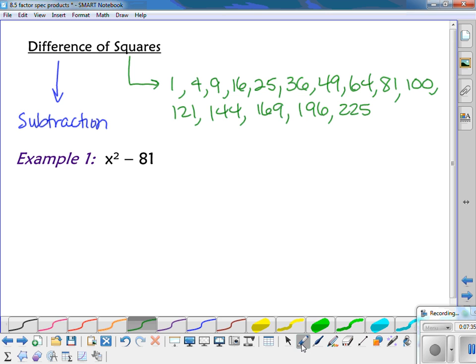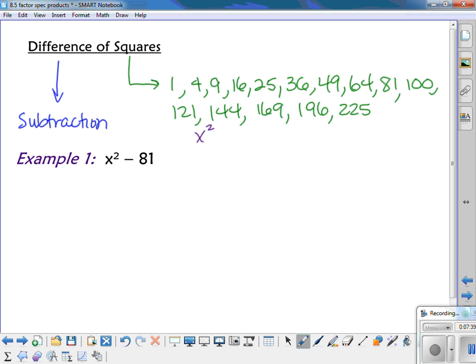And then also, of course, x squared is a perfect square, right? What about x to the 4th? Yeah. X to the 6th. X to the 8th. Any even exponent. Okay? All right, so that's what we're looking for. We're looking for subtraction problems with 2 perfect squares.